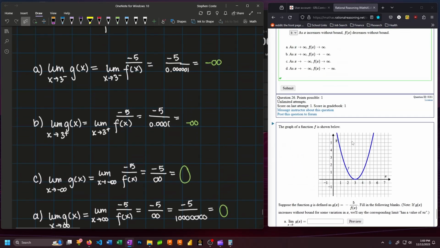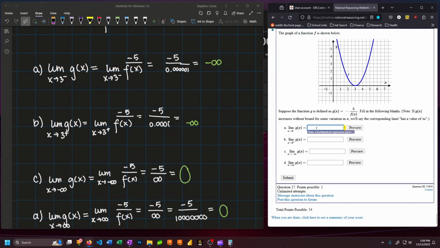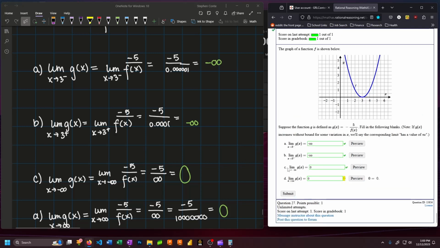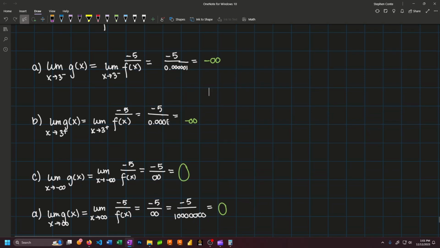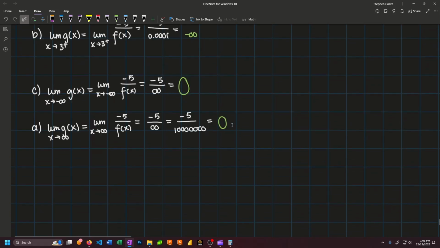Okay, we can input them just to make sure they're right. It's going to be negative infinity, 0, and 0.